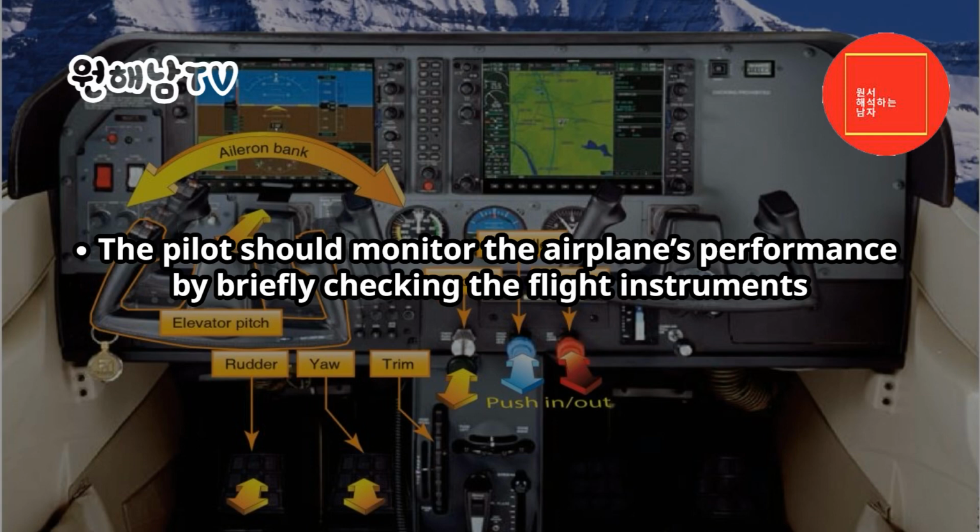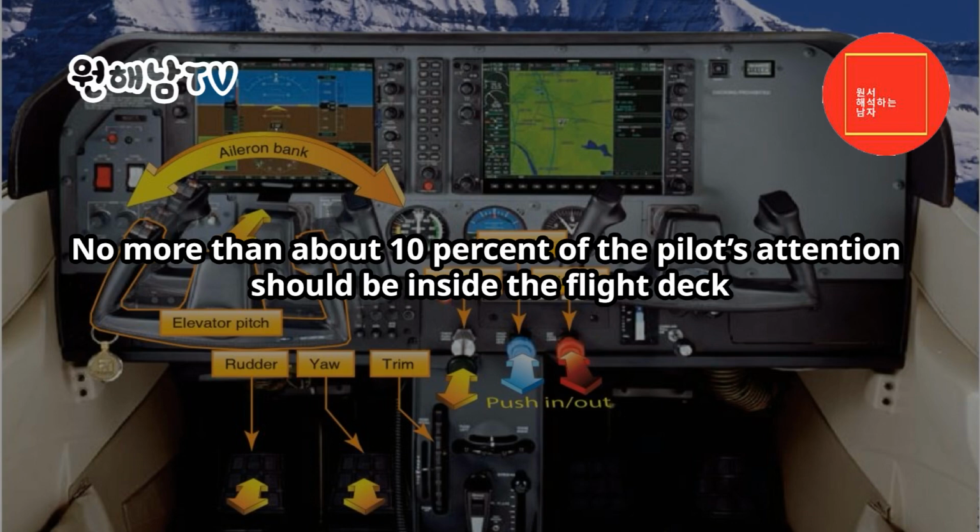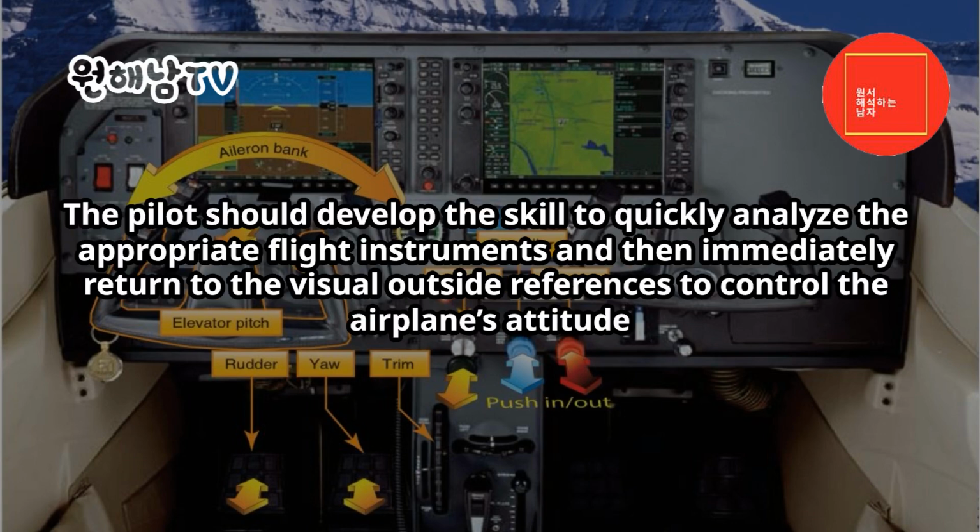The pilot should monitor the airplane's performance by briefly checking the flight instruments. No more than about 10% of the pilot's attention should be inside the flight deck. The pilot should develop the skill to quickly analyze the appropriate flight instruments, and then immediately return to the visual outside references to control the airplane's attitude.